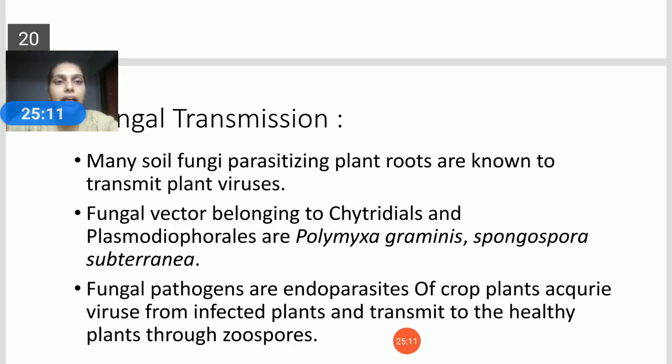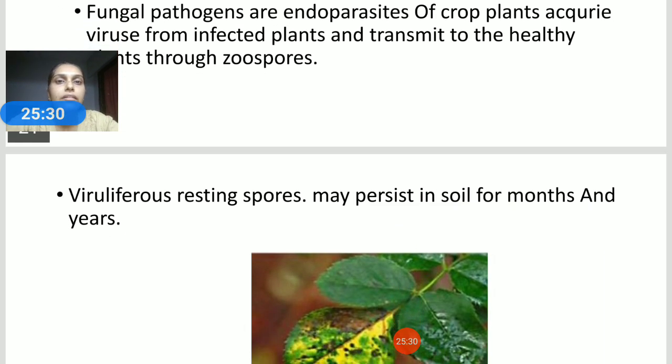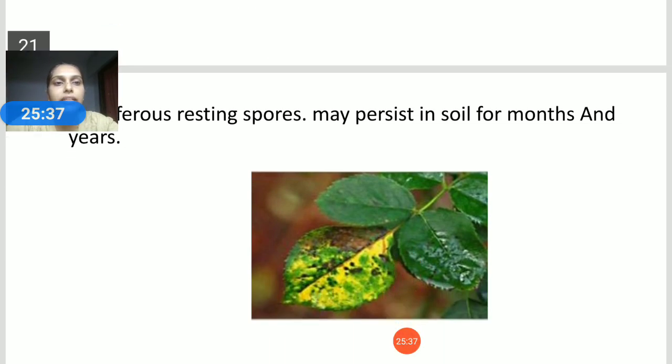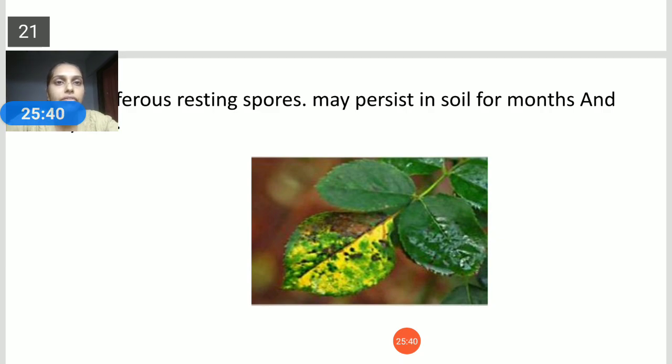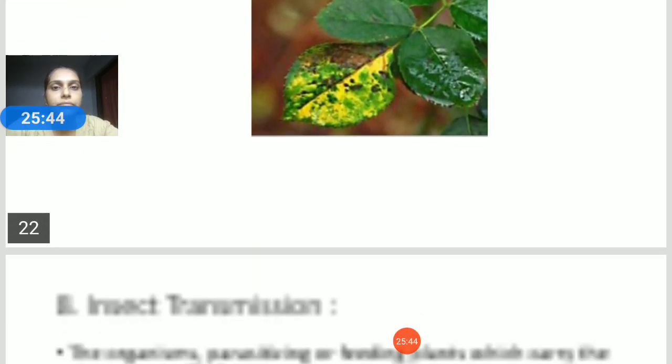Fungal pathogens are endoparasites of a crop. The fungus acquires virus from the infected plants and transmits it to the healthy plants through the zoospores. We already saw in the figures how the fungal pathogens enter into the host plant, right? Various resting spores may persist in the soil for months and years. We will see the figure of the symptoms for fungal transmission.